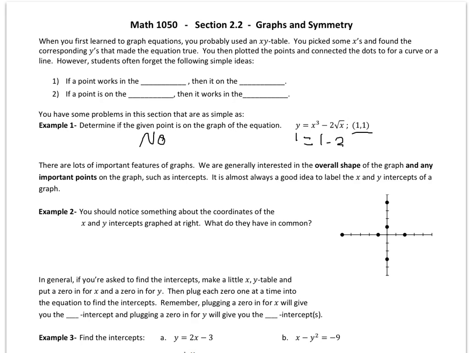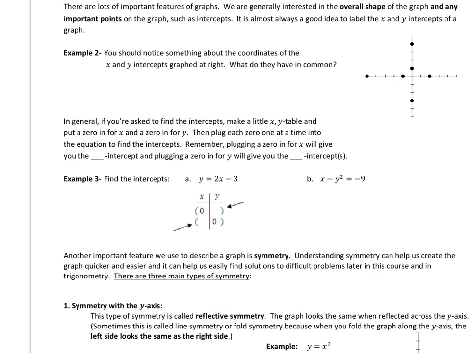But intercepts are almost always important, okay? So we're going to talk about getting intercepts right now, okay? And it's actually pretty simple. So now if you're asked just to find the intercepts, the best way to do it is just make a little XY table, okay? Put a 0 in for X, put a 0 in for Y, and then plug each one in and see what your corresponding value is, okay? And really that's all about it.